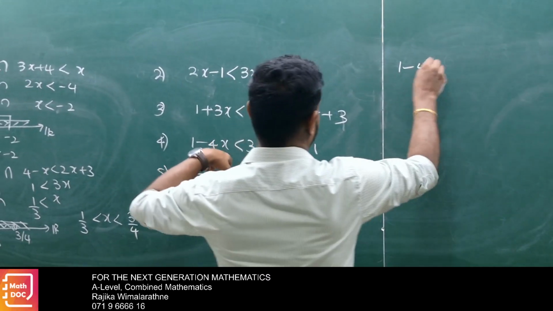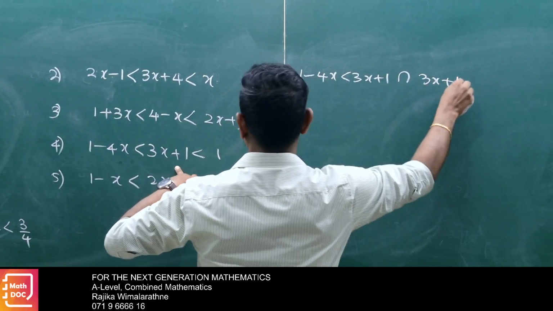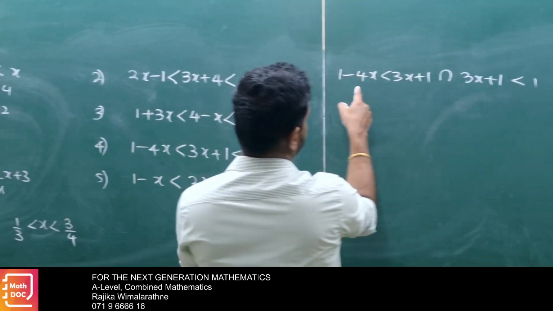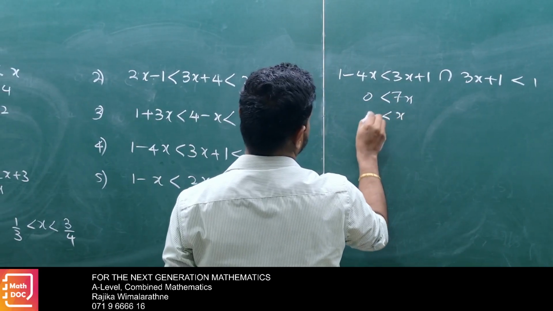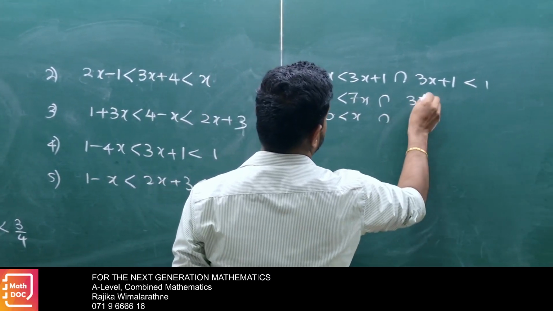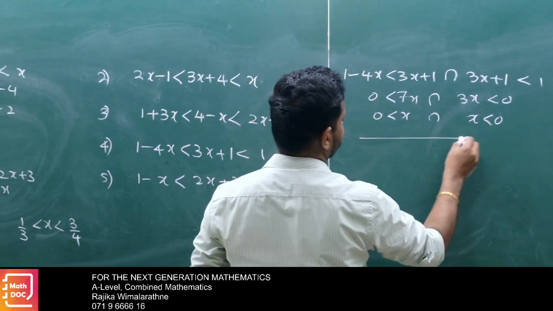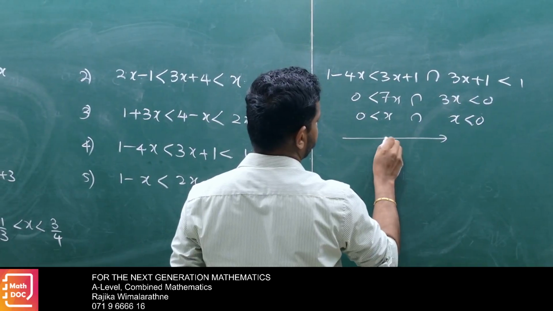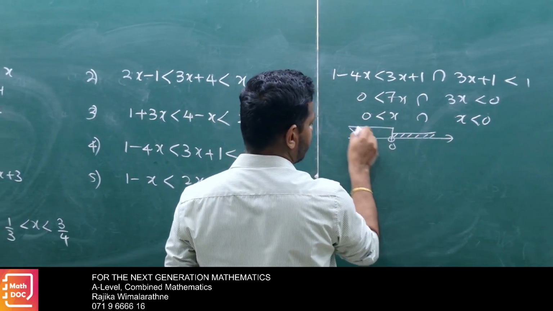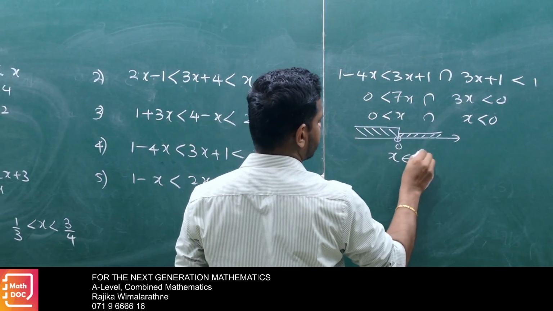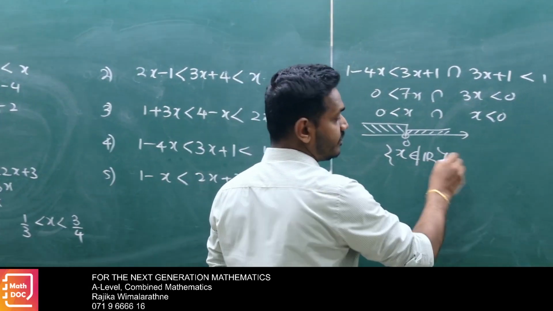Here 1 minus 4x, 3x plus 1, 3x plus 1 less than 1, 7x, x less than 0, x greater than 0. Here x greater than 0, here x less than 0. We don't have any common region, so no real solution for this. Okay.